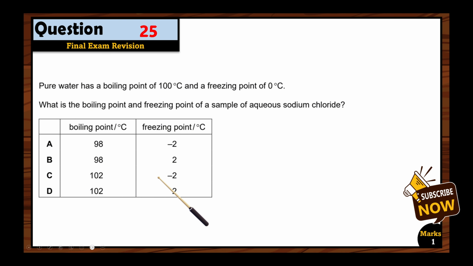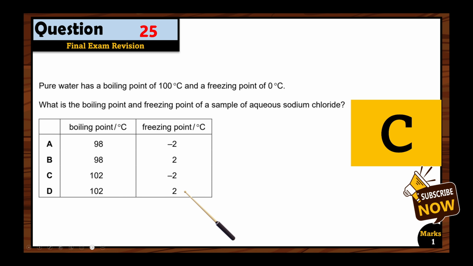So now let's see about the freezing point. I already told you that the freezing point or the melting point will always decrease. So can you see here which one has decreased? C. So it means option C is correct, because it was 0, now it is -2. Clear? So option C is correct.